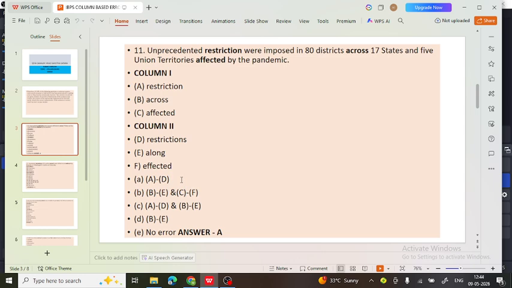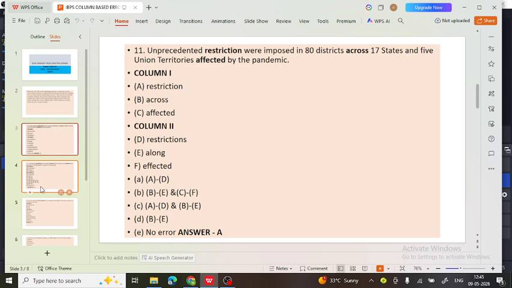The remaining sentence will be as it is. The other highlighted words are correct. No improvement or change is required here. So let us see the correct statement: unprecedented restrictions, with an S, were imposed in 80 districts across 17 states and 5 union territories affected by the epidemic. So our answer is what?